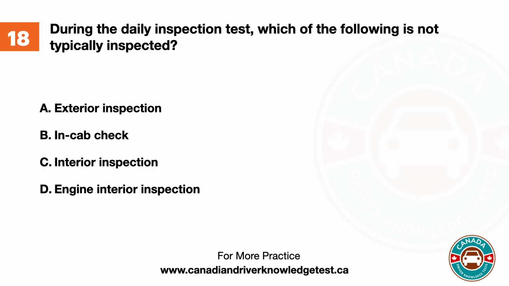Question 18. During the daily inspection test, which of the following is not typically inspected? A. Exterior inspection. B. In-cab check. C. Interior inspection. D. Engine interior inspection. The answer is D. Engine interior inspection.